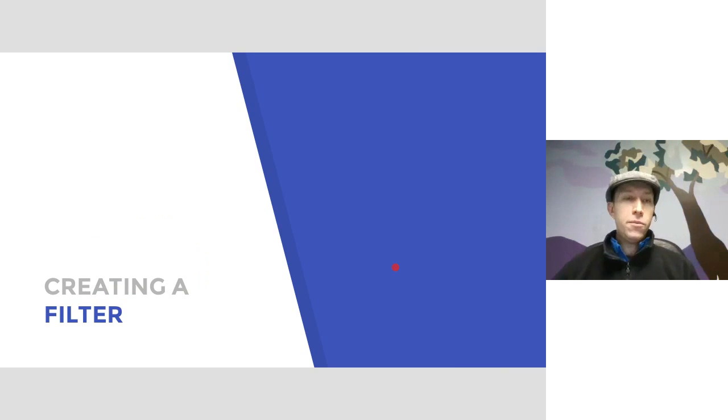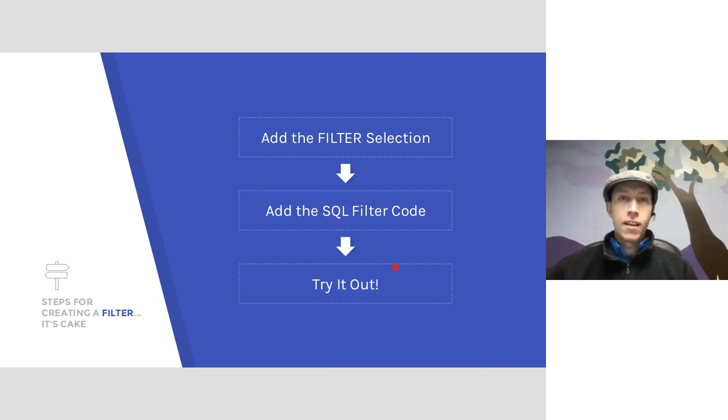So what do we need to do to create a filter in one of these different kinds of reports? This is the quick and dirty look at how you would do that. Really all you would need to do is add the filter selection, apply a specific kind of SQL filter code for the filter selections you applied, and then try it out.